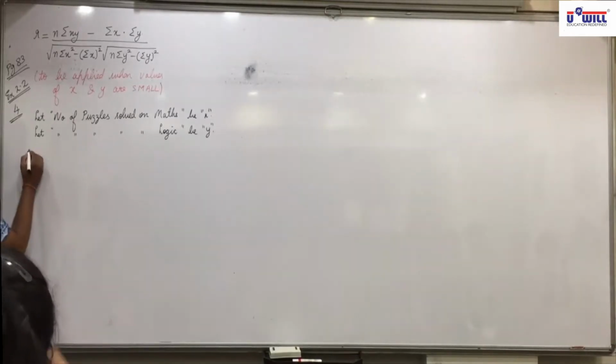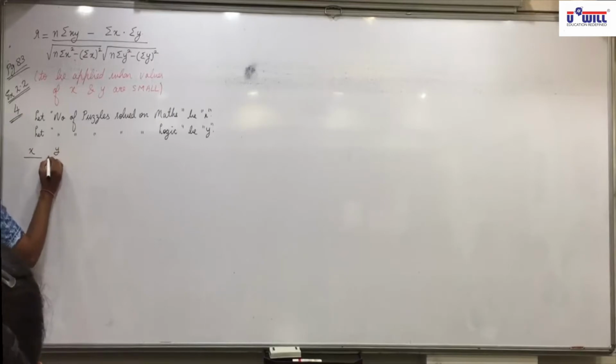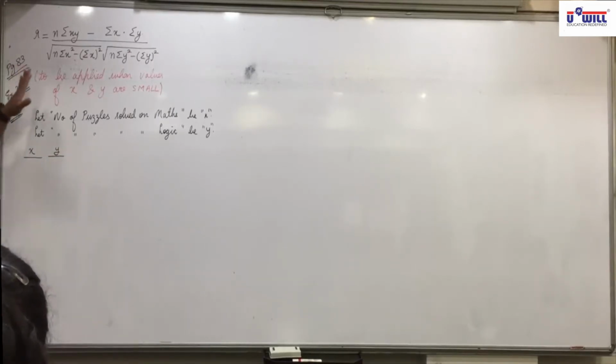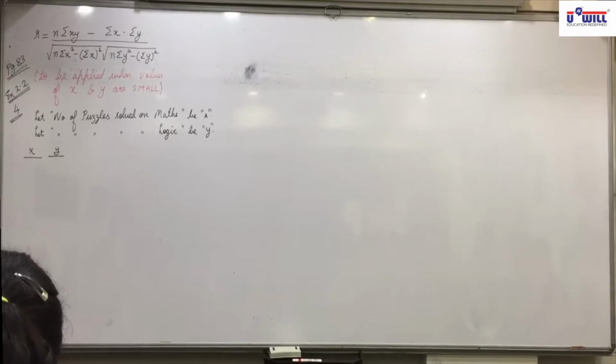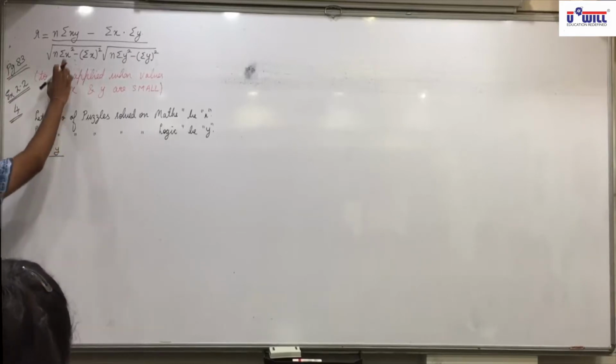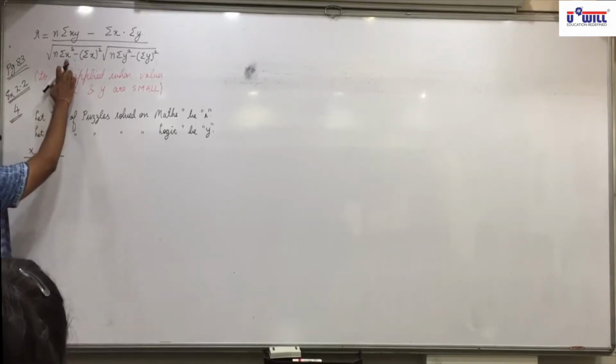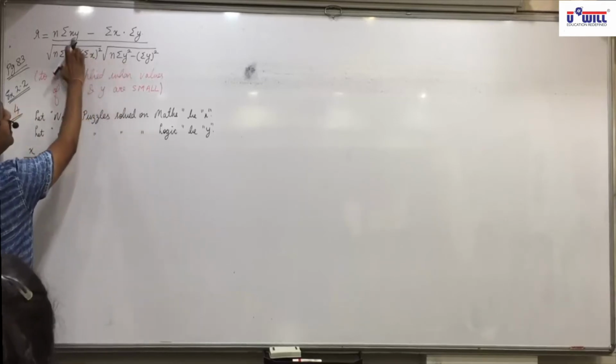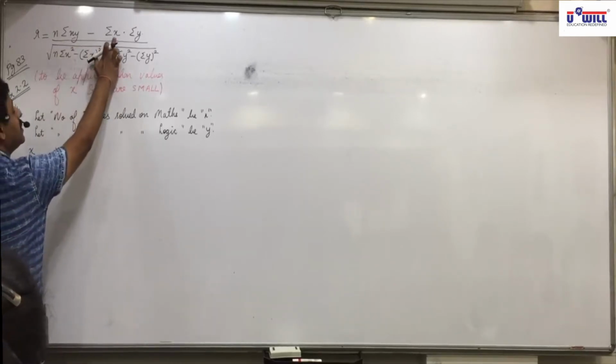X and y values are already given to you. Now since the values are small, we are going to use this formula. But as a matter of practice, always find x bar and y bar. It will be useful in other formulas. So we will follow that in all the questions. Always find x bar and y bar first: sigma x upon n, sigma y upon n. However, we are using this formula directly. So three workings are required. One is x square. Second is y square. Third is xy. Sigma x we will get from here itself.